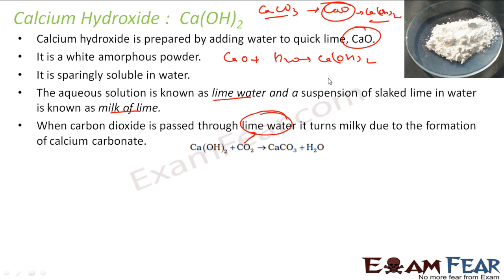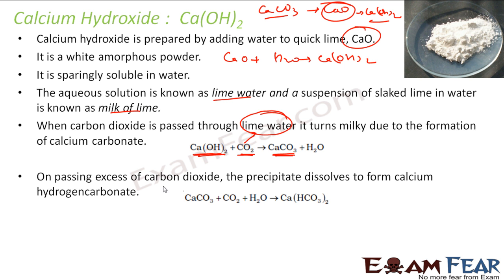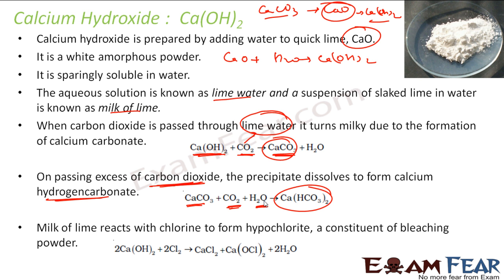Here is lime water, there's nothing but Ca(OH)2 in water. We pass the carbon dioxide to it, it turns milky. Why? We have Ca(OH)2, you pass CO2, it becomes CaCO3, which is milky in color. And if you pass too much carbon dioxide, calcium hydrogen carbonate will form. So you have this calcium carbonate, you add more and more carbon dioxide, you get Ca(HCO3)2. This is a test used in lab to find carbon dioxide.